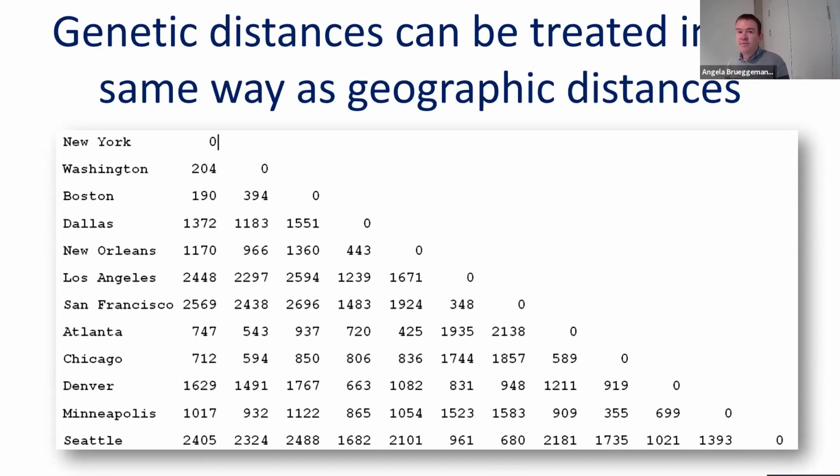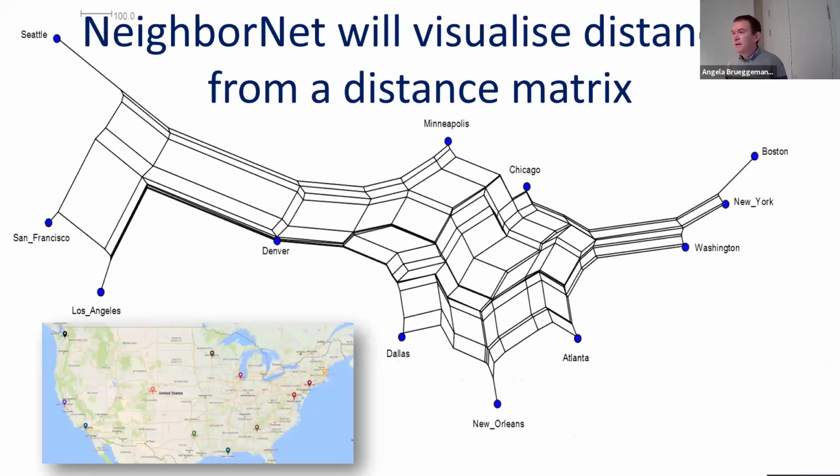So I've done the same thing here. I've created a distance matrix based on distances between United States cities in miles as the crow flies, a direct straight line, not following roads and stuff. And we can take that distance matrix and put that into an algorithm like NeighborNet, and it will generate a map for you purely based on those distances. And there's no manipulation done into this at all, but you can see that map exactly matches the geographic map.